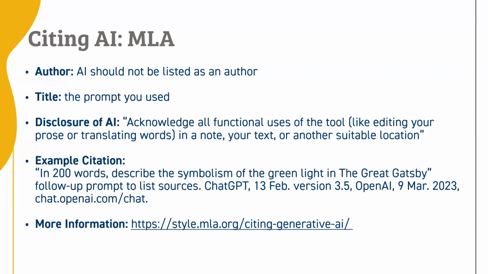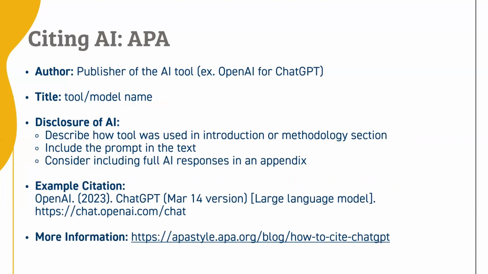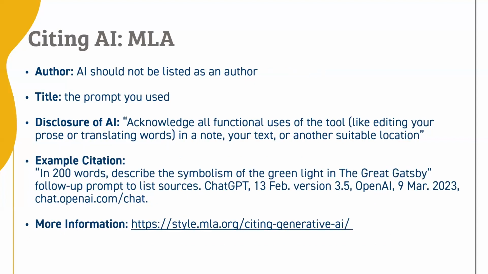We do have information on citing with MLA and APA. I think personally, just as a librarian, I think it's interesting the sort of foundational philosophical differences between MLA and APA. APA says that the author is the publisher of the AI tool. MLA says AI is not an author, it is unauthored text, which is just kind of interesting to how those two style manuals treat AI as an entity, I suppose. I have links to the MLA style guide and APA style guide at the bottom.